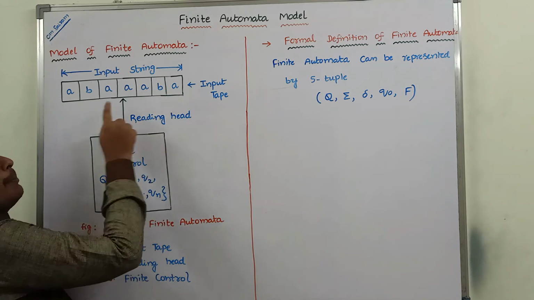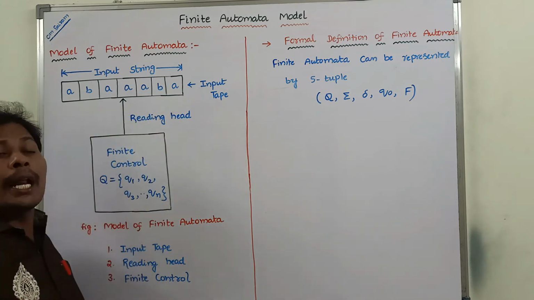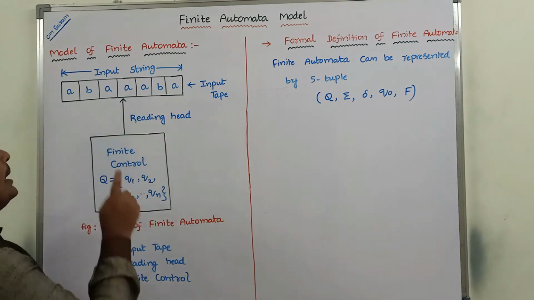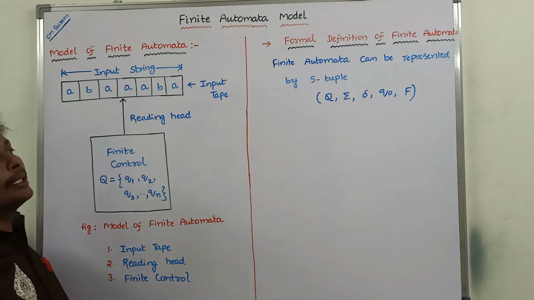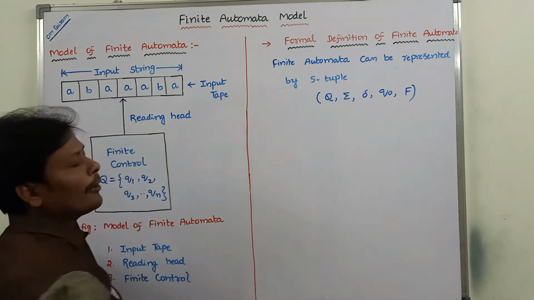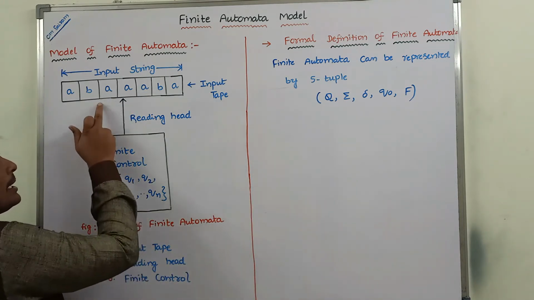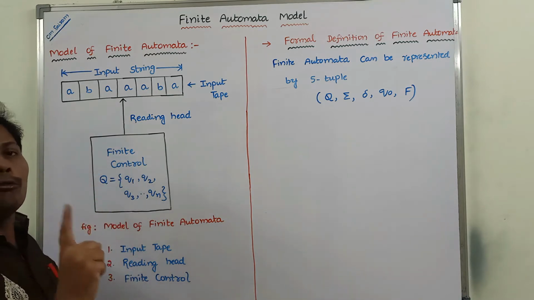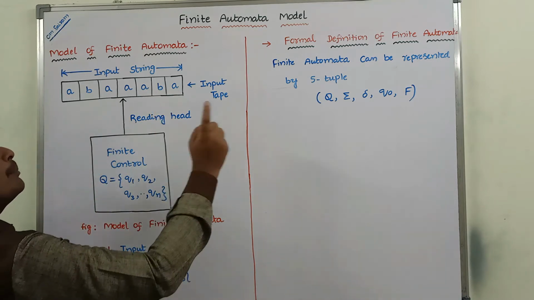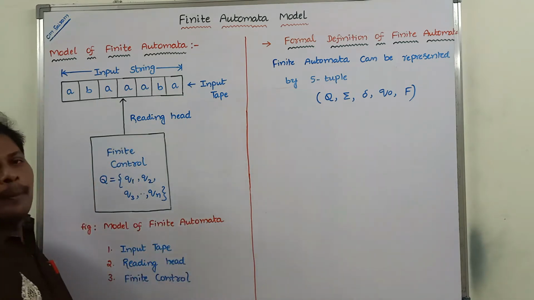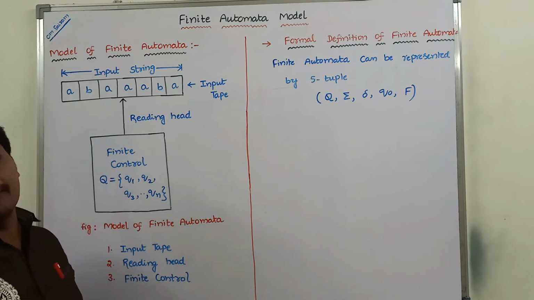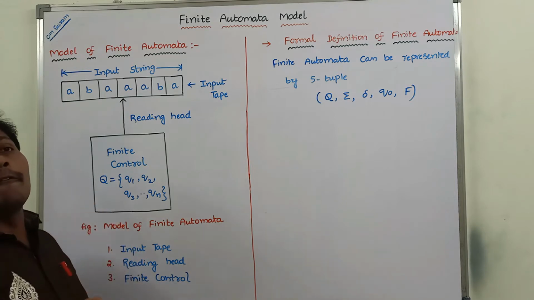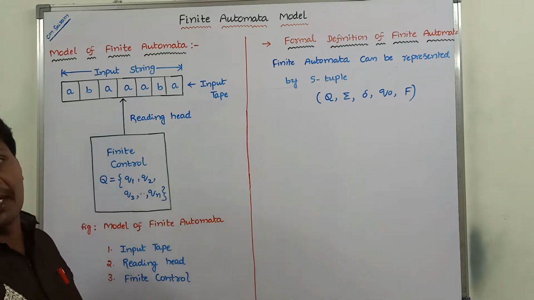Input tape can be divided into several cells. Each cell can hold only one input symbol that is taken from input alphabet sigma. Here the input tape length is finite. So because of that reason, it can store only a finite amount of information.